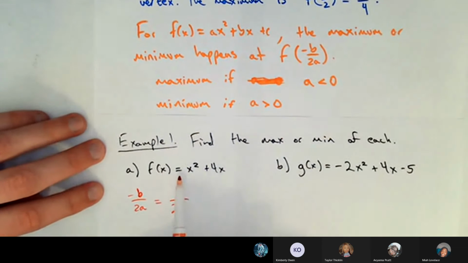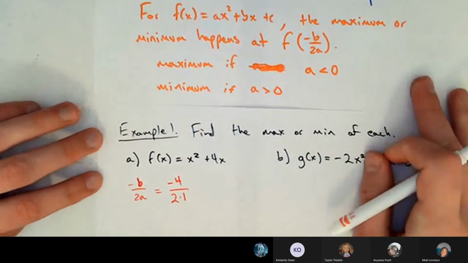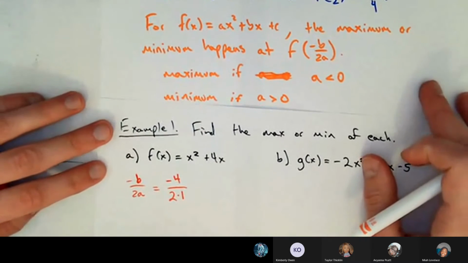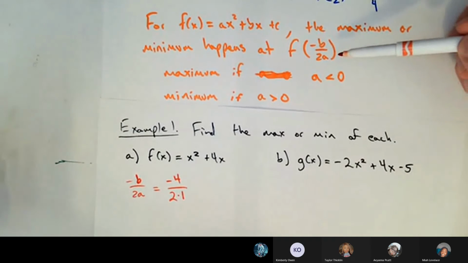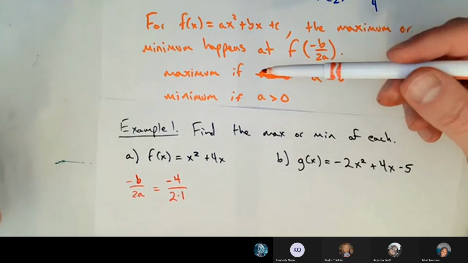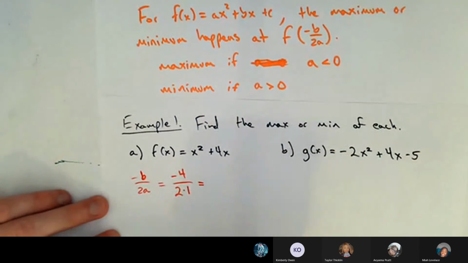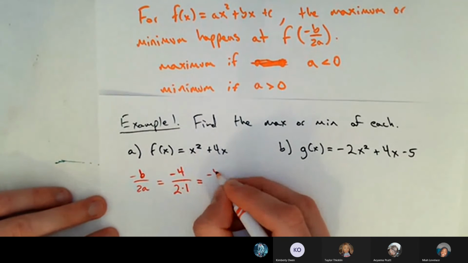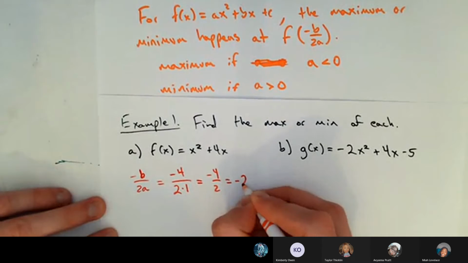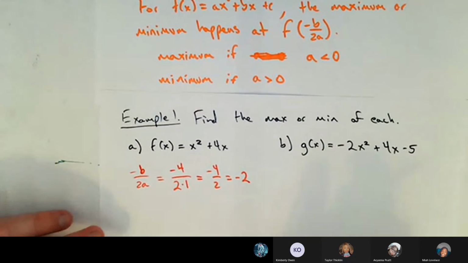If it's given in this form, ax squared plus bx plus c, then we have to be able to identify a, b, and c. Well, really just a and b. C doesn't matter for finding this maximum. See, c is not involved here, the constant term, but we have to at least identify what a and b are. Okay, so this is giving me negative 4 over 2 times 1. That's just negative 4 over 2, which is negative 2. That's where my maximum or minimum happens.